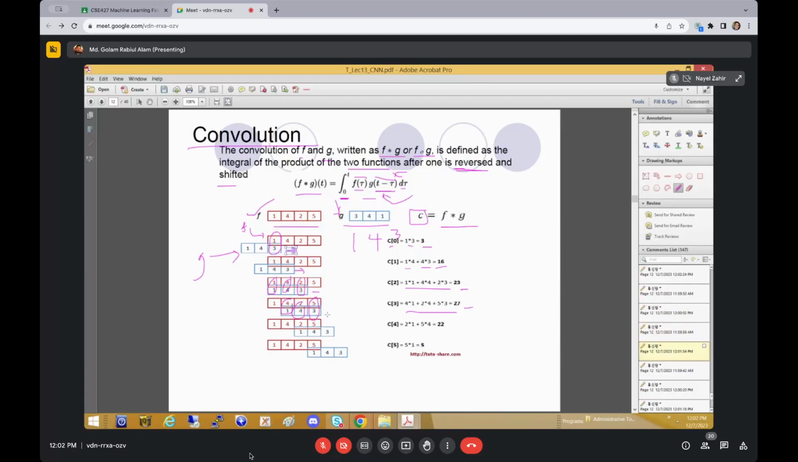Then again we shift, and we have 5 and 4 with 2 and 1. After that we shift again, and you can see 5 and 1.